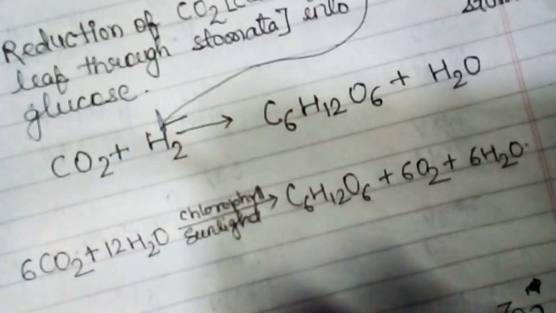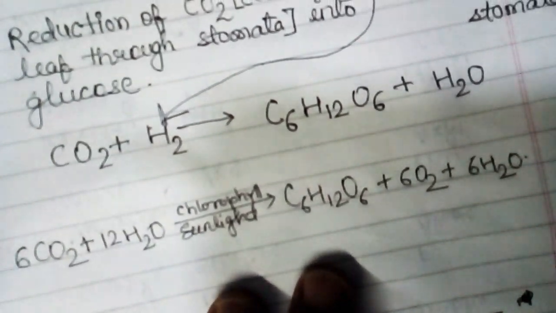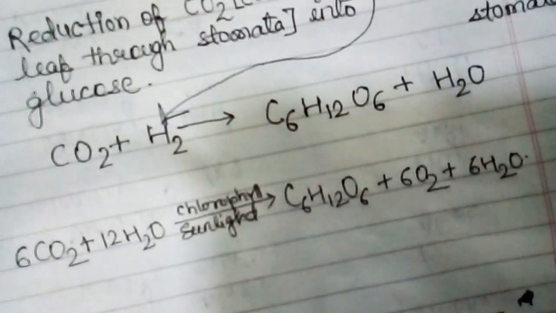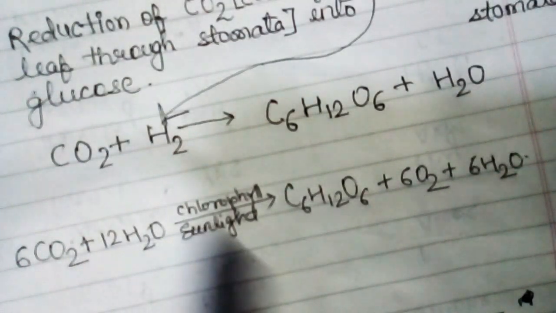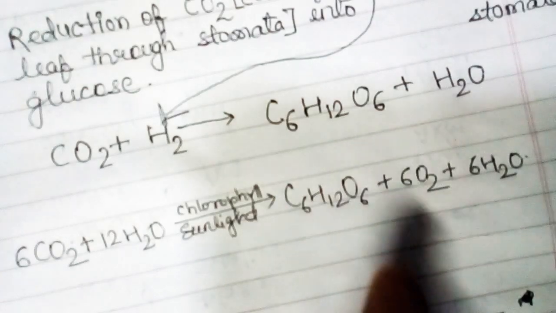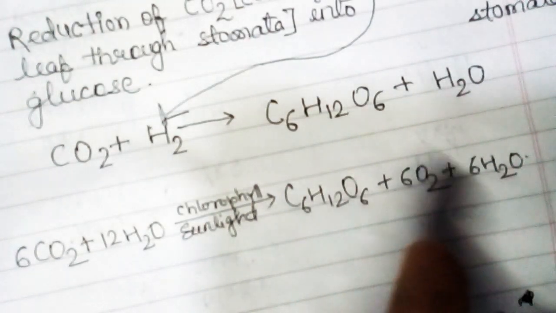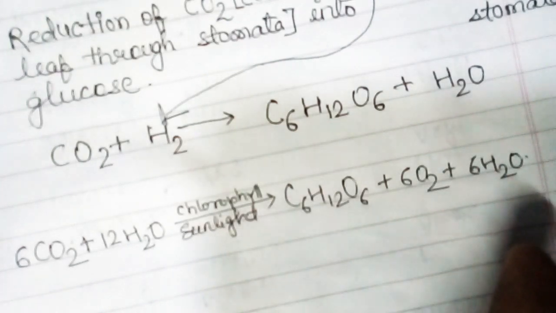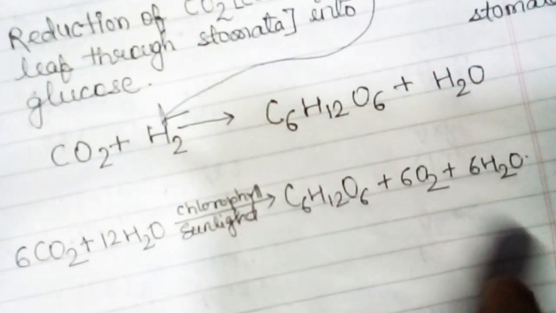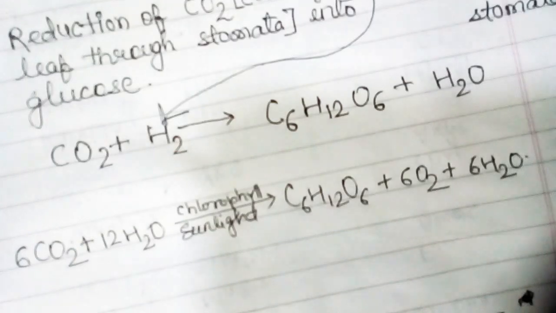Pay attention, this is a balanced reaction. Got it? So you can see we have taken 6 mole of carbon dioxide, 12 mole of water, in the presence of chlorophyll and sunlight, we get 1 mole of glucose, 6 mole of oxygen, and 6 mole of water. This is a balanced reaction.